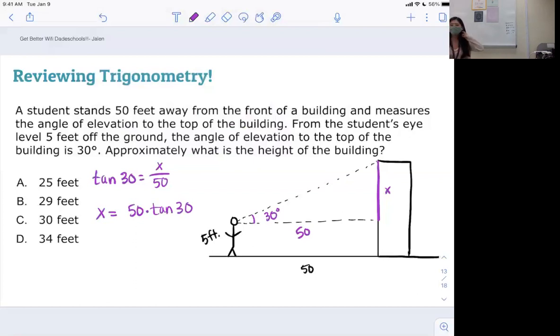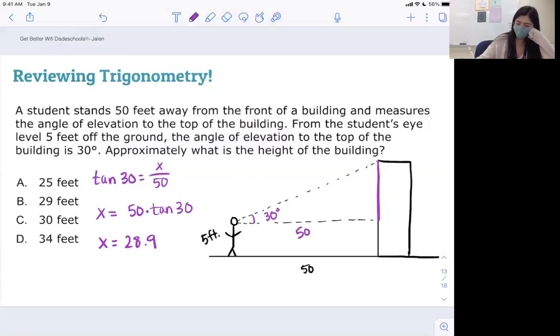50 times the tangent of 30. So what do we get? 28.9, but that's only this part right here. So how much is left over? 5. Where'd that come from? From his height. Right, the angle of elevation comes from his eyes, not from his feet. So it would be 34 rounded up. So if you round up, it's gonna be 34 feet.